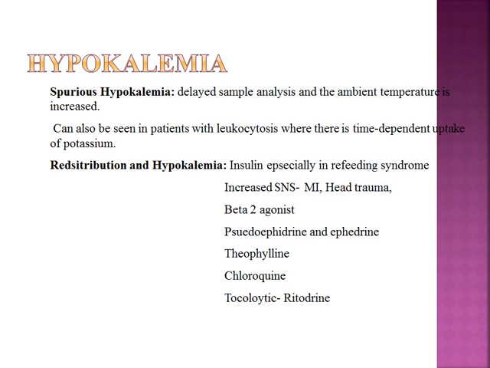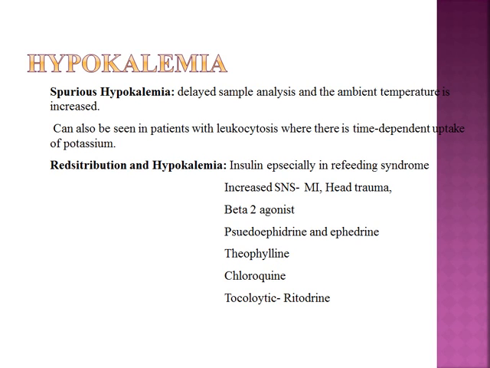You should always remember spurious hypokalemia when dealing clinically with a case of hypokalemia. Spurious hypokalemia is when actual serum potassium is normal, but when you measure the lab value, it appears low. One of the reasons why that happens is when you keep the sample for a longer period of time, or the ambient temperature is increased, it makes the cells take up the potassium and hence it appears low.